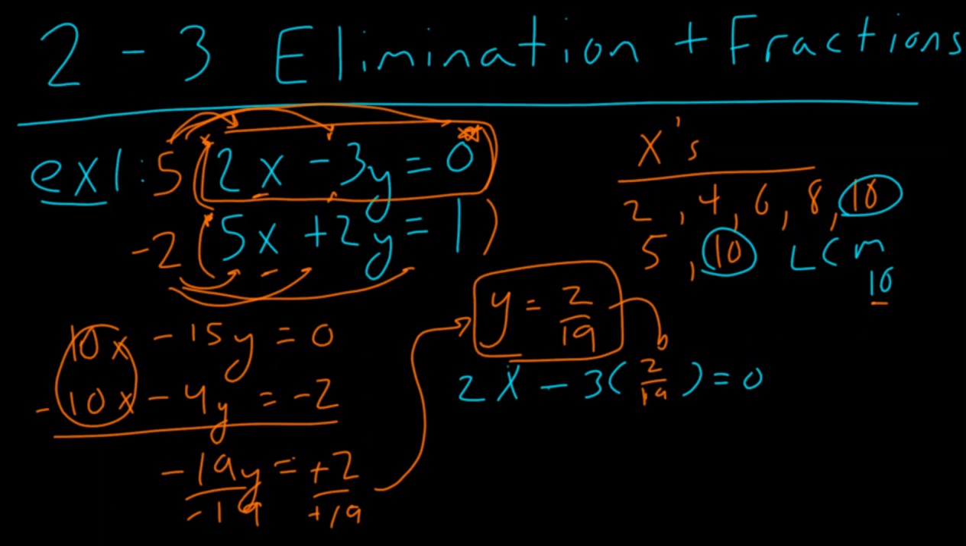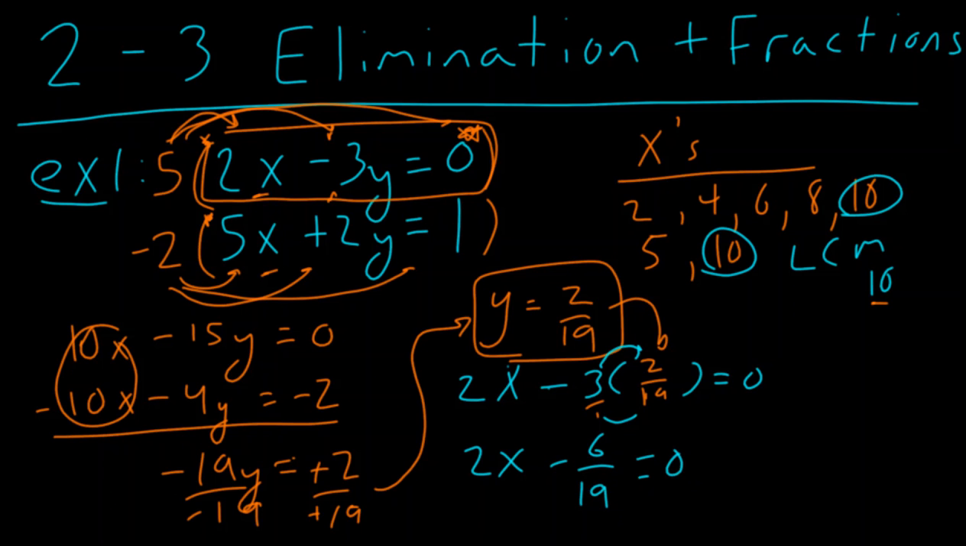Okay. Now from here, we also know that 3 is really 3 over 1. So what's our next line going to look like? Well, that's going to be 2x. And on top, we have negative 3 times 2, which is negative 6, over, and on the bottom, 1 times 19, which is, in fact, still 19.